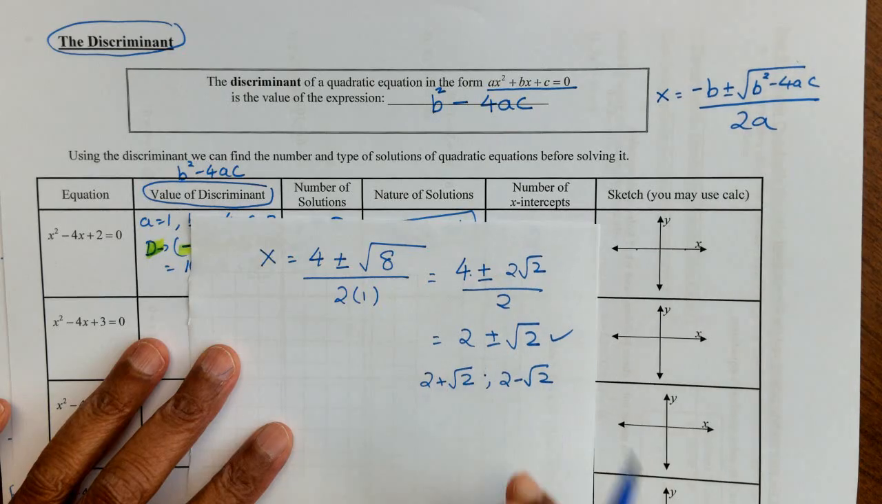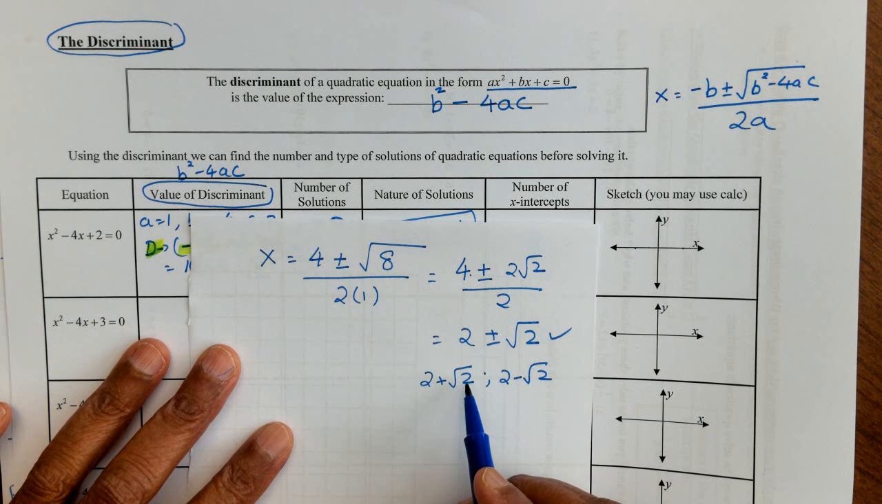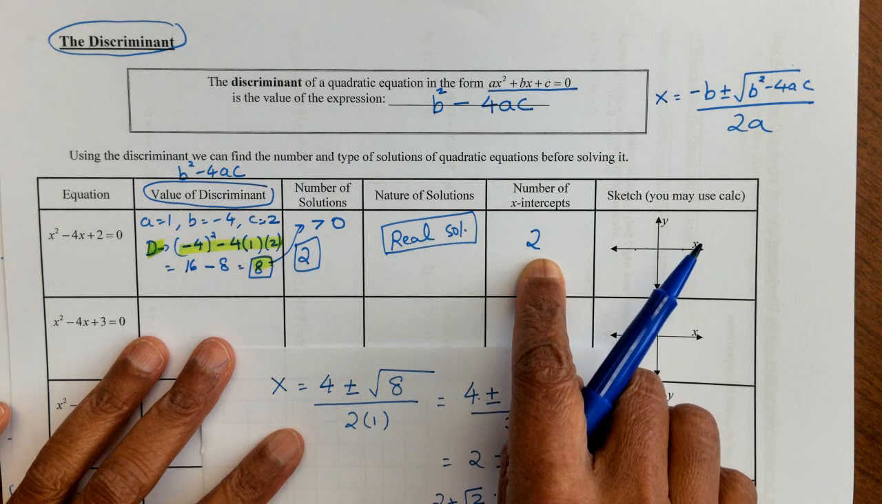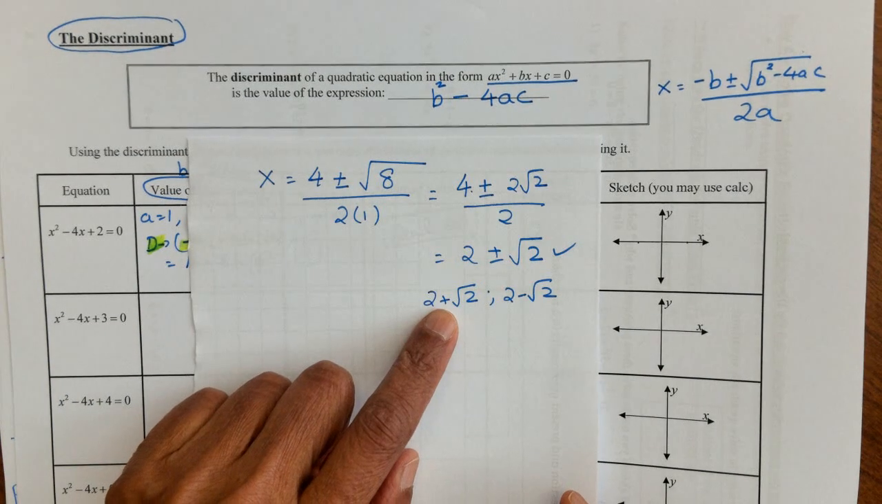But I said you can also leave it like that. So they are real solutions. The value of the square root of 2 is approximately 1.4 something, so 2 plus 1.4, so it will hit the x-axis. That's why the number of x-intercepts is 2, and they are real solutions, but in this case, they are irrational solutions.